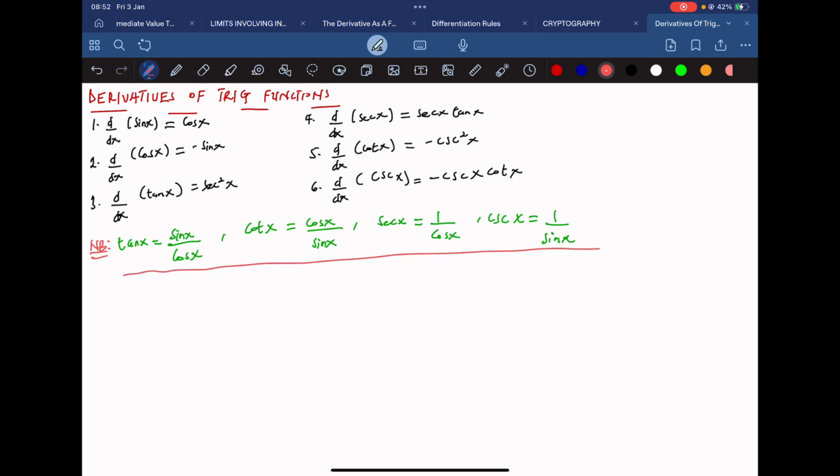Tan x is equivalent to sine of x over cos of x. Cotangent is the inverse, so we have cos of x over sine of x. Secant is always 1 over cosine, and cosecant is always 1 over sine. Now, there is no need for you to memorize these basic things, right?